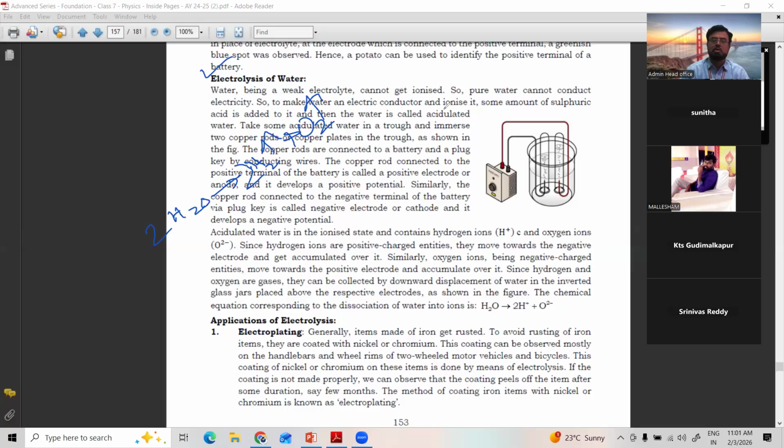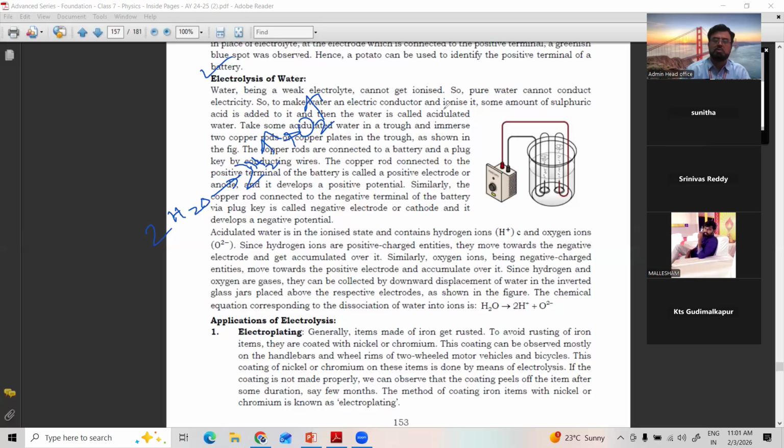2H2O divided into both gases. Gases will come and collect in the glass tubes. That is called decomposition. That is called chemical effect. Whenever electric current passes through the salt solution, the water separates into hydrogen and oxygen. Such a process is called electrolysis of water.